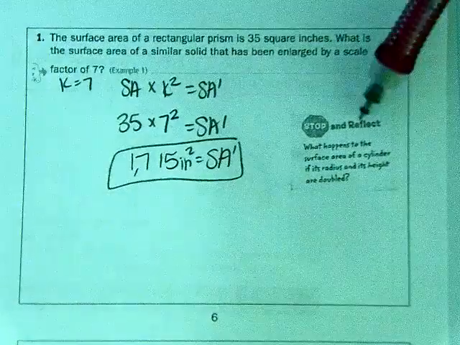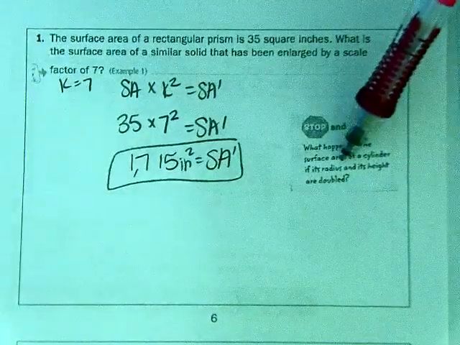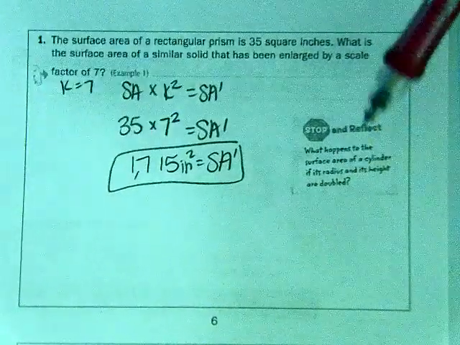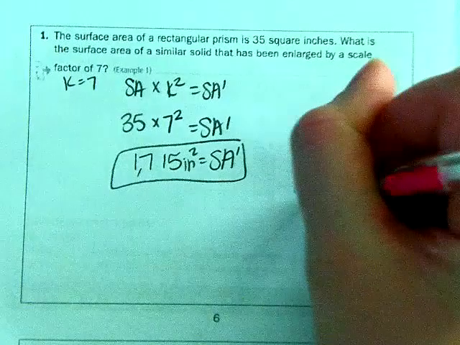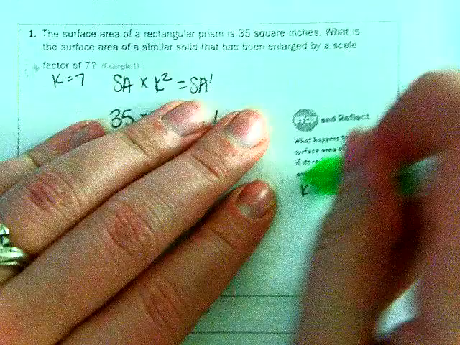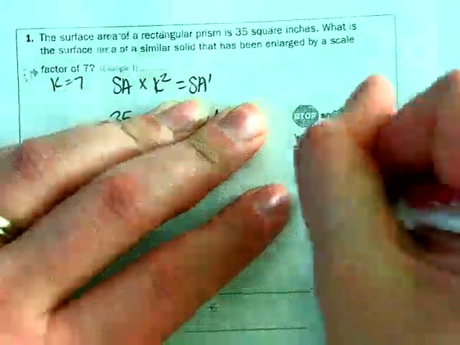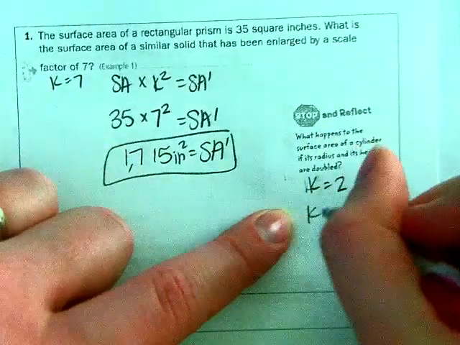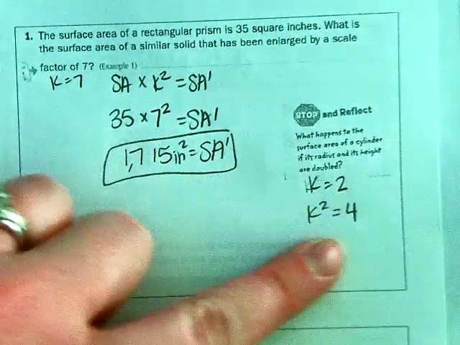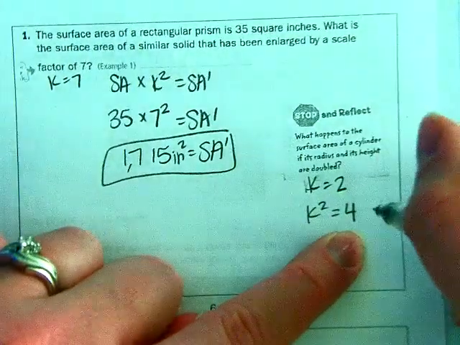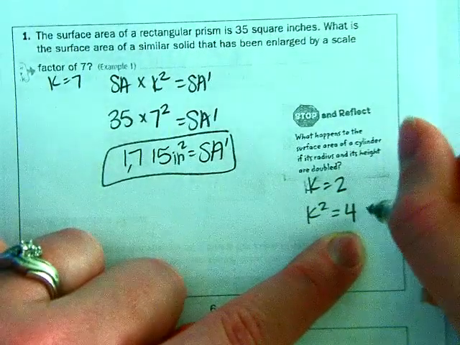It says, stop and reflect. What happens to the surface area of a cylinder if its radius and its height are doubled? So that would be K equals 2. And then the scale factor squared would be 4. So it would get 4 times larger, 4 times as big.